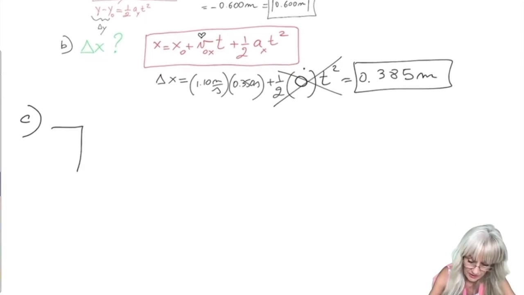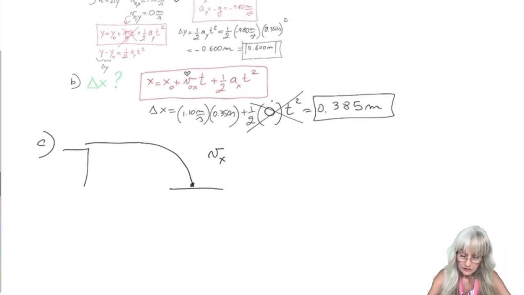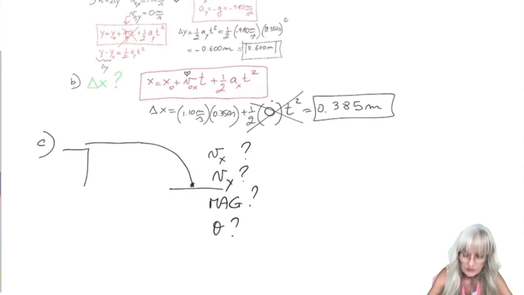Let me draw it again. Tabletop, horizontal, strikes the floor. Just before, we want to find v of x and v of y. Yes, also the magnitude, but that's easy, and the direction. So from the theory of projectile motion, if you look back on my video, you will see that the initial component on the x-axis for a projectile motion is also equal to the final component.